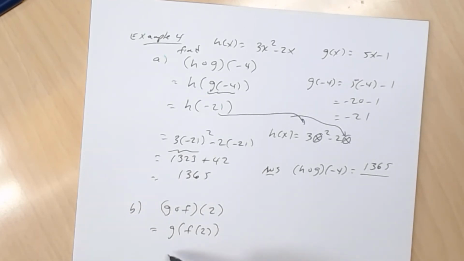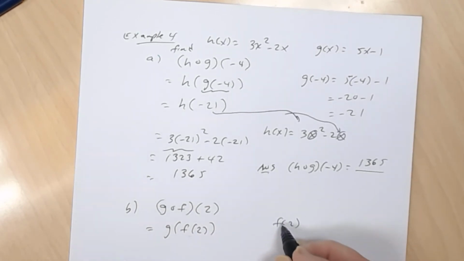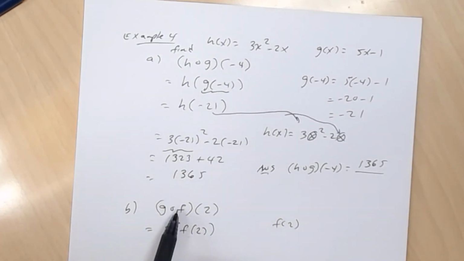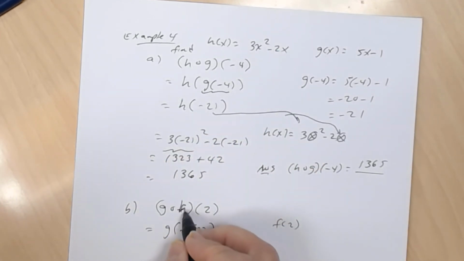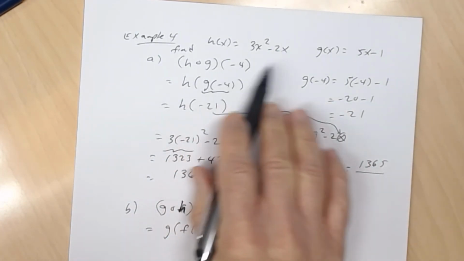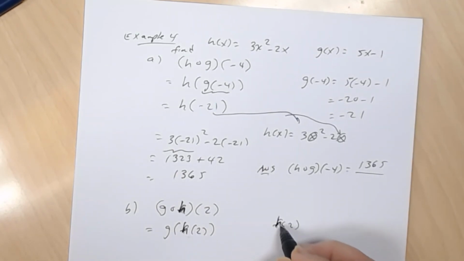Okay? And so I do the inside first. Oops, I'm sorry, I did not mean f because there's no f here. So let's say g composed with h, because those are your two functions, h and g. I'm sorry. That's h. So I want to find h of 2.